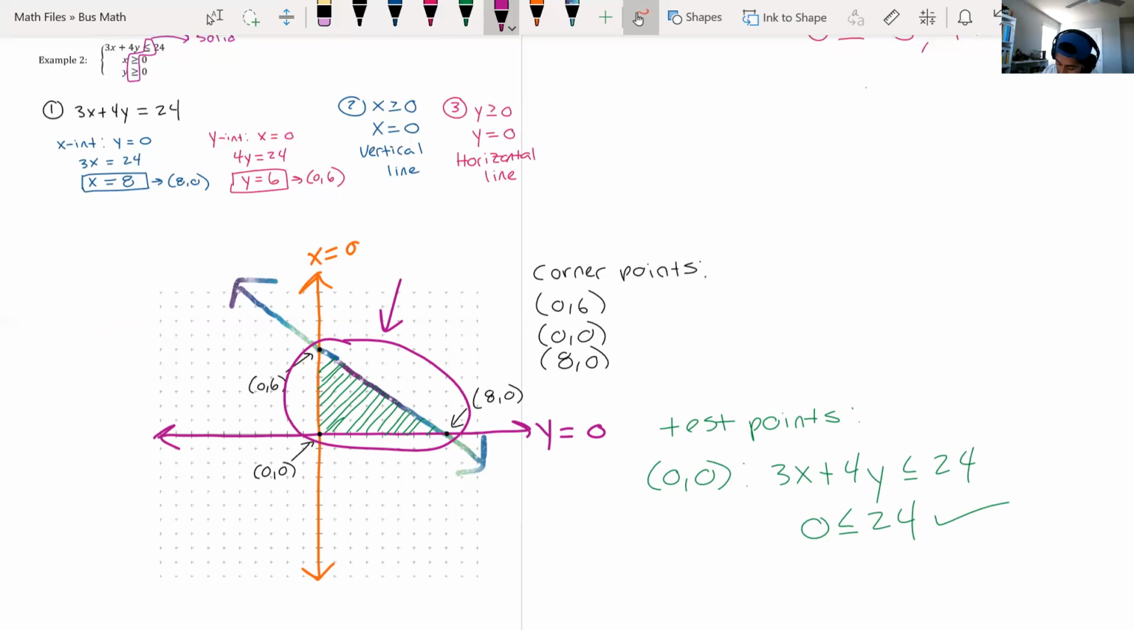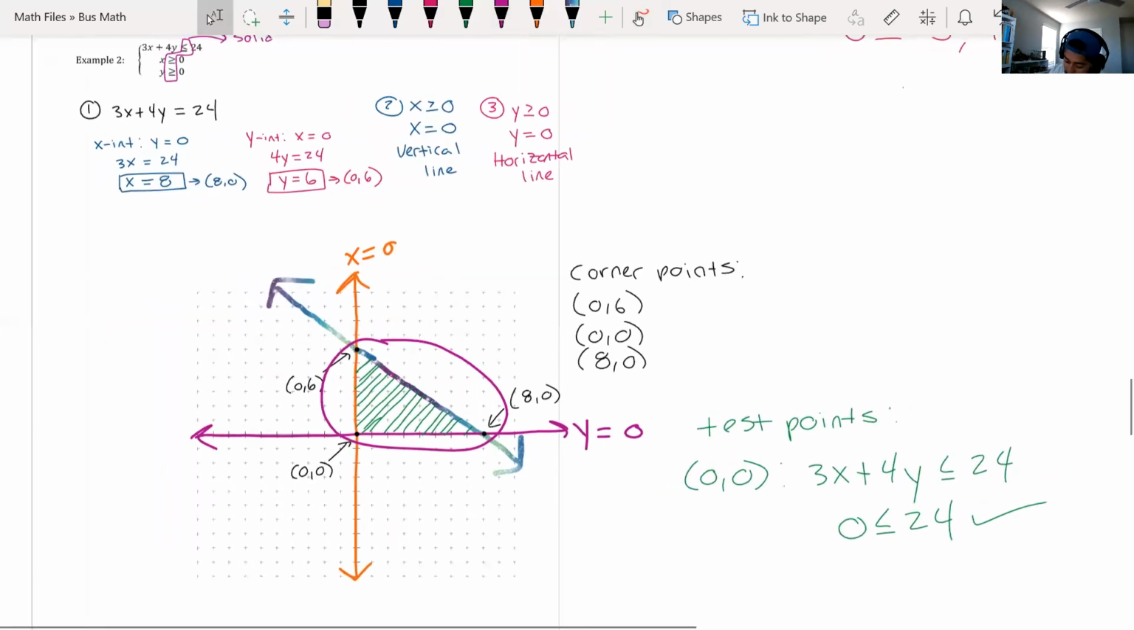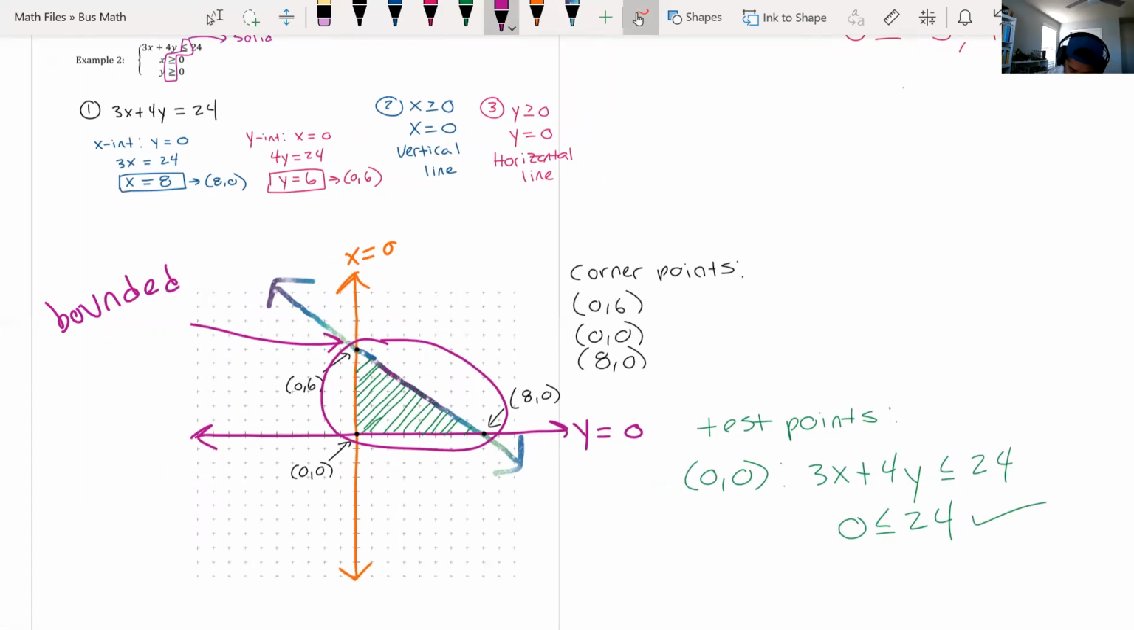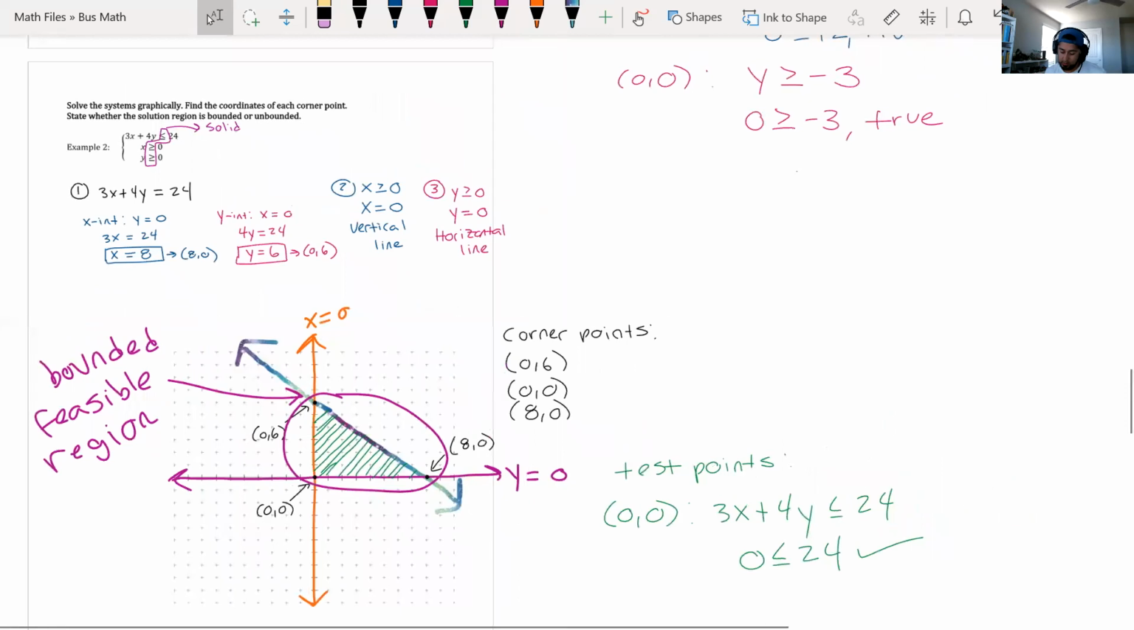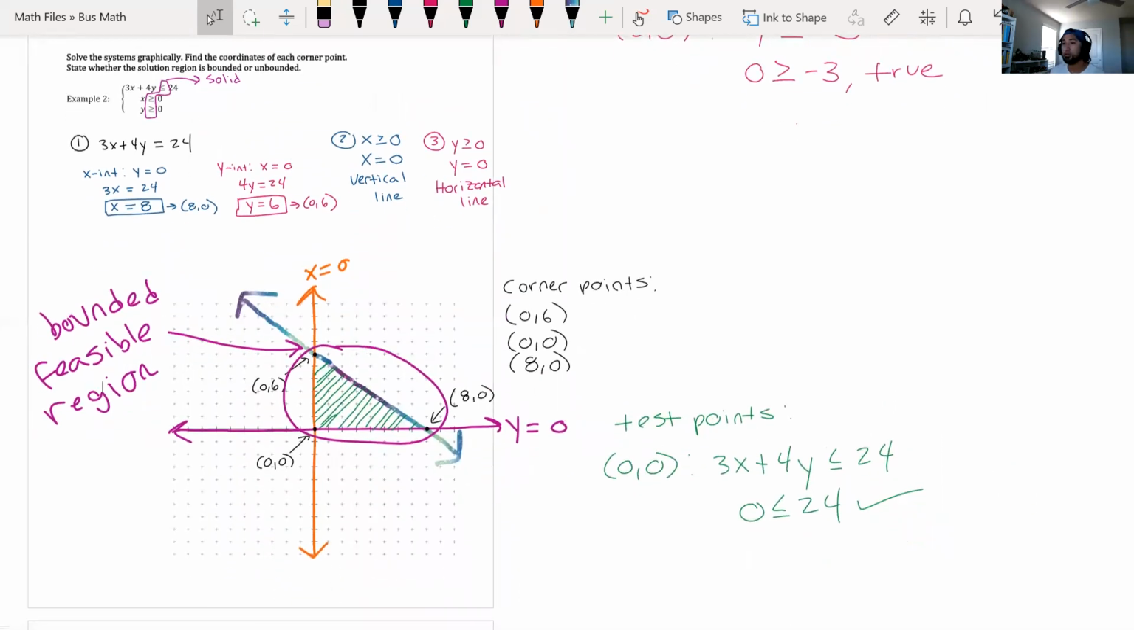So we can say, if I have room, I'll do it over here. This is our bounded feasible region. Okay. So corner points, X and Y intercepts, graph everything, corner points, I think is only the new thing here, and test points. That's it. Everybody good?